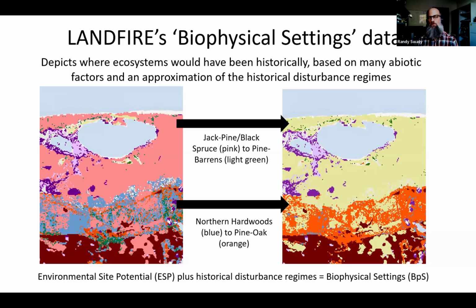So there's refinement by disturbances and refinement by the legend as we basically transition from the environmental site potential input data set to biophysical settings. I wanted to drill into this a fair bit because I see people using environmental site potential, especially in peer-reviewed literature, when I think they were probably really trying to get at biophysical settings.